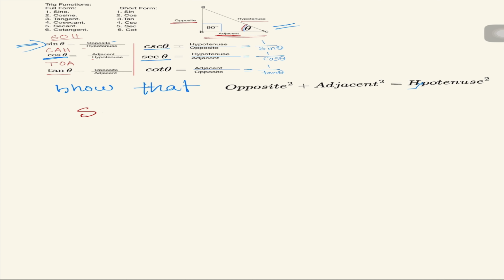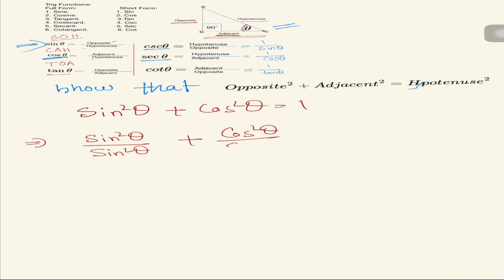So we can just make it sine squared theta plus cosine squared theta equal 1. From here we can find two other formulas that will come in handy for our next exam and next trig functions. So we have sine squared theta, cosine squared theta, right? Let's first divide by sine squared theta on both sides. So it's going to be sine squared theta plus cosine squared theta, and again sine squared theta, then 1 over sine squared theta.